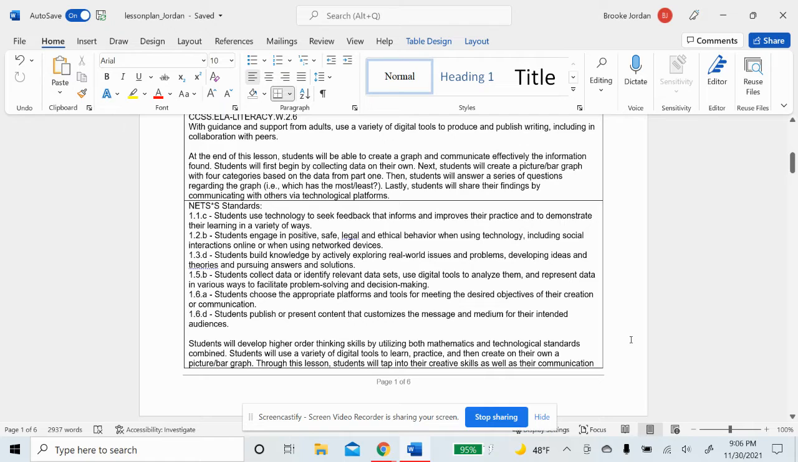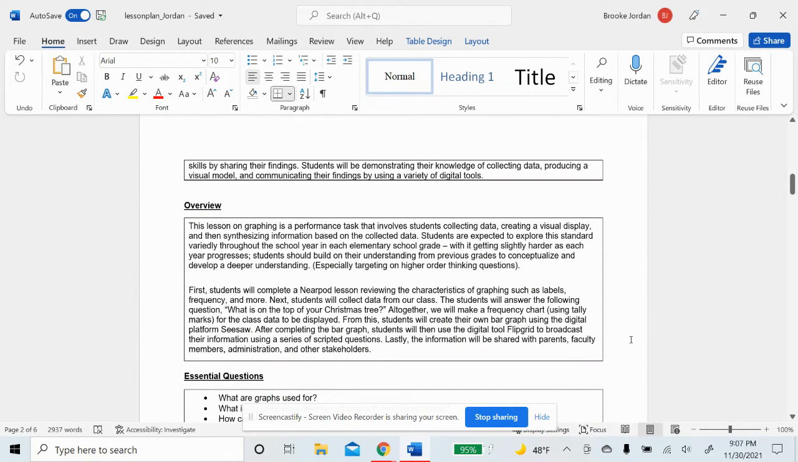Several NETS standards were selected. A few where students will use technology to seek feedback. Students engage in positive, safe, legal, and ethical behavior. Students will build their knowledge by actively exploring real world issues and problems. They'll collect data and use digital tools to analyze them. They will choose appropriate platforms of their desired objectives to their intended audiences when they publish it.